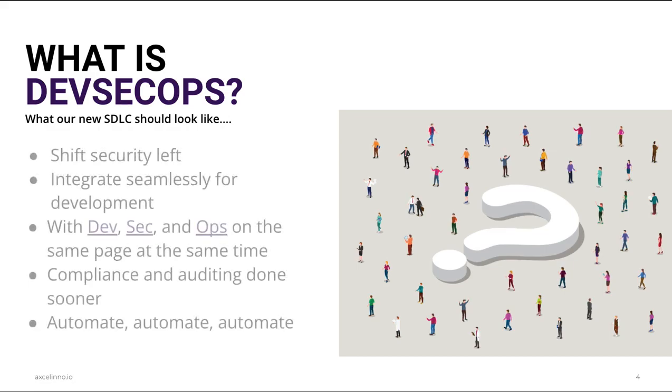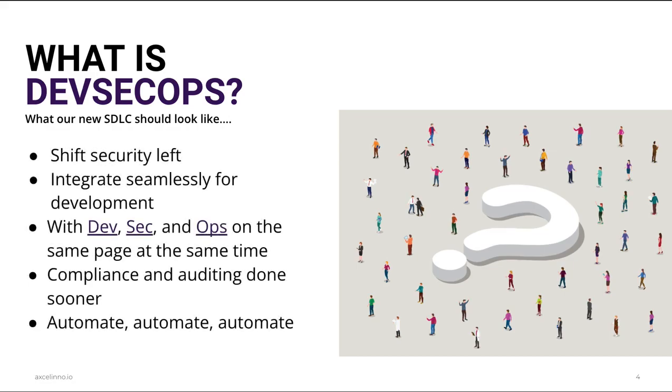So what is DevSecOps? What should the SDLC look like? Well, one, we need to shift security left. Two, integrate seamlessly for development. We're going to put Dev, Sec, and Ops all on the same page at the same time. We're going to make sure that as part of this, any compliance and auditing is done sooner. And we talk a lot about automate, automate, automate. Now, we talk a lot about automation. That gets a lot of the attention. However, that is not the only piece. Just because you increase the amount of automation does not mean that you have DevSecOps. Automation is a part of it, a key component, but there are other pieces to it as well.